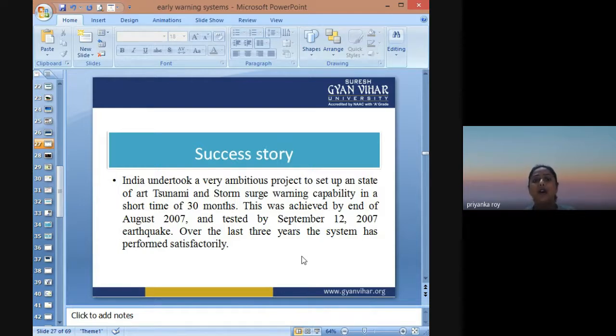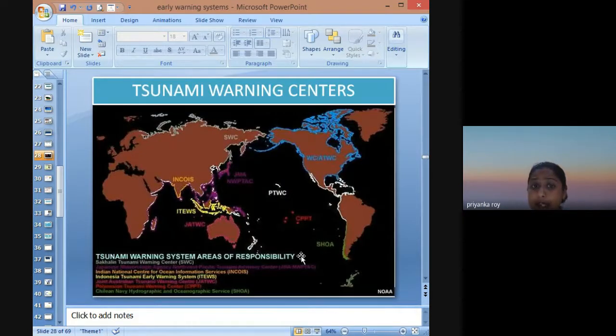coastal region, and it made the country move to take these steps. It took 30 months to install these, and they were tested in the September 12, 2007 earthquake. Over the last 3 years, the system has been performing very well, giving an early warning before the tsunami waves come to the coast. The coastal settlements, especially the fishermen who are settled on the coastal region, are given these early warnings, and it has turned out that it has saved many lives in the country.